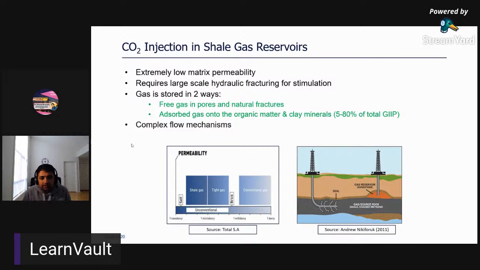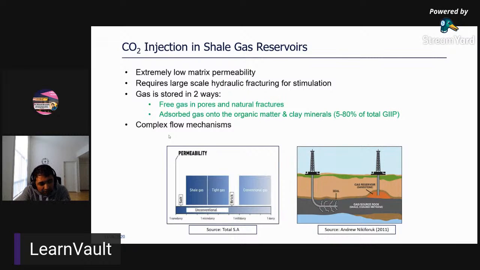Another important characteristic is that the gas is stored in two different ways. One is free gas, existing in the pore space, like we have in conventional reservoirs. But the other important characteristic is that the shale formations have organic matter or kerogenic material or clay minerals that can adsorb these molecules of methane. So a significant amount of gas also exists in the adsorbed form, and this adsorbed amount can account for 5 to 80% of initial in-place volumes.